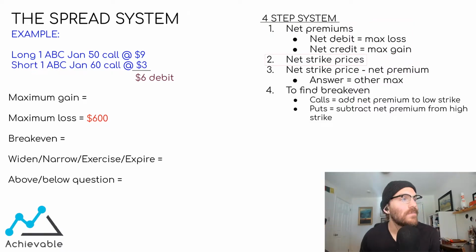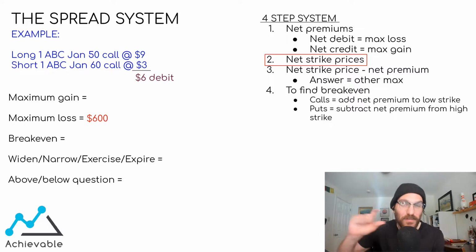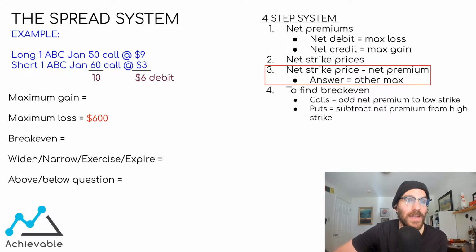Second step, we need to figure out what the difference is between the 2 strike prices, which for us here is going to be between 50 and 60. The difference is 10. That's it. Now, the second step is the only step that doesn't tell you something, but it's important to get to the other answers.